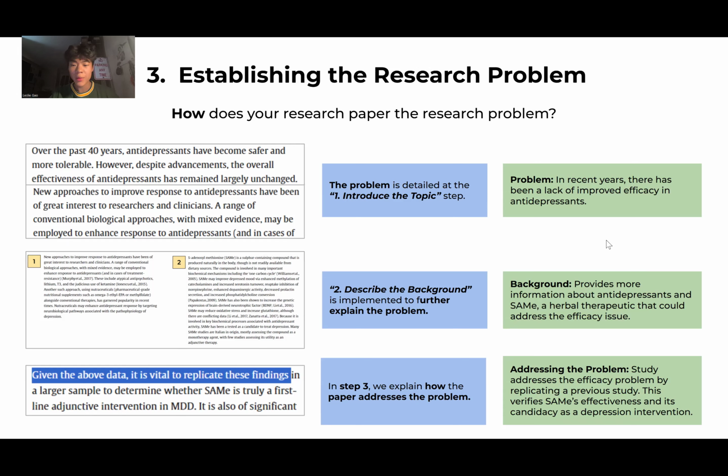Here, the researchers replicate previous findings in a larger sample to further evaluate SAME's effectiveness. So the logical chain goes from here's a problem, here's what we currently know about it, here's what still remains uncertain, and here's how our research helps address that uncertainty. Try applying these exact steps to your own mental health research proposal. If you can't clearly explain each of these pieces, that's usually a sign that your research question needs further development and you may have to go back to the drawing board with your team.